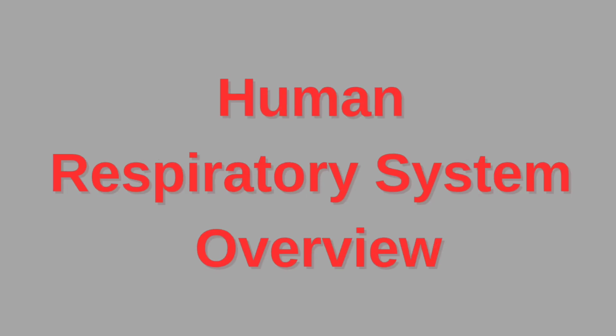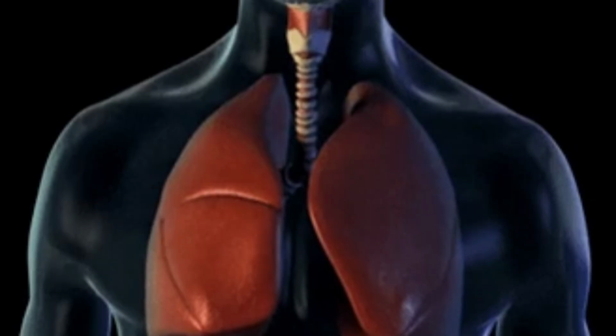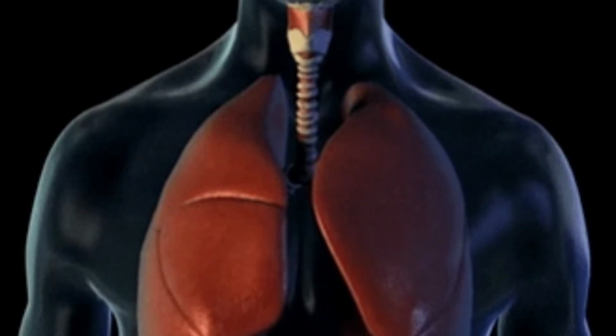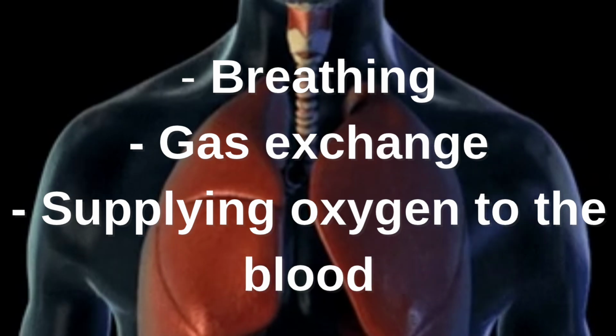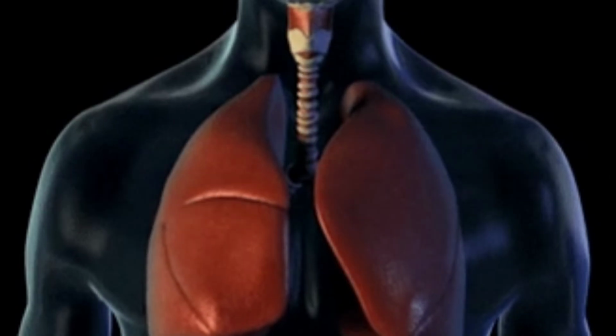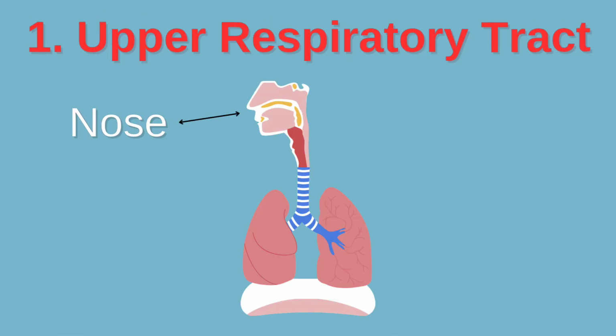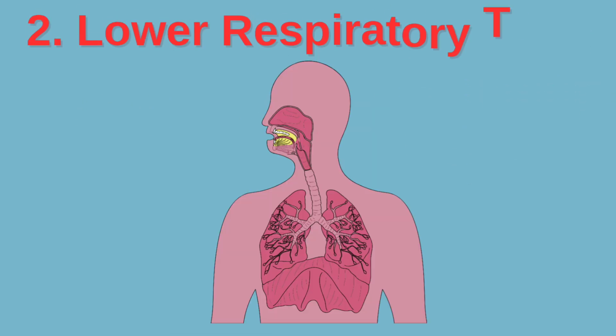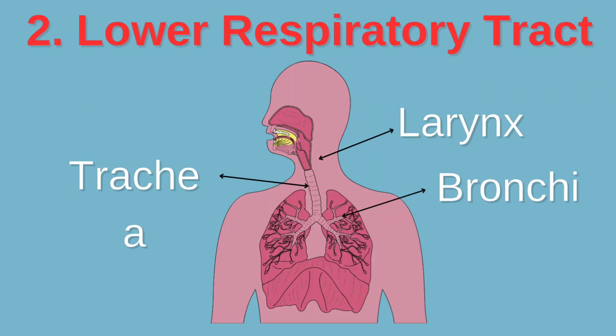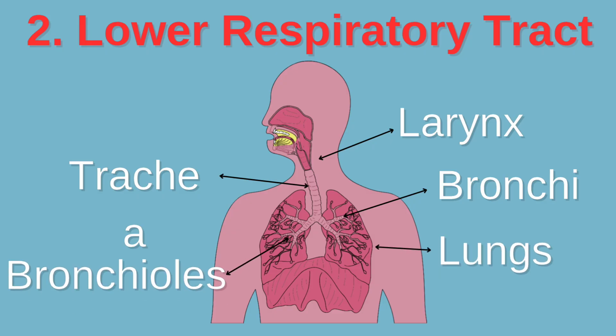Human respiratory system overview. The human respiratory system is a network of organs responsible for breathing, gas exchange, and supplying oxygen to the blood. It can be divided into the upper respiratory tract: nose, nasal cavity, pharynx; and the lower respiratory tract: larynx, trachea, bronchi, bronchioles, lungs. Let's now study each part in detail.